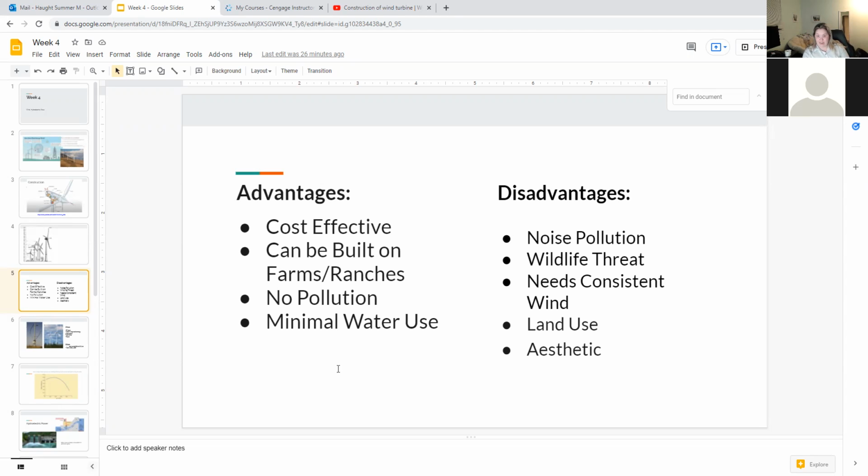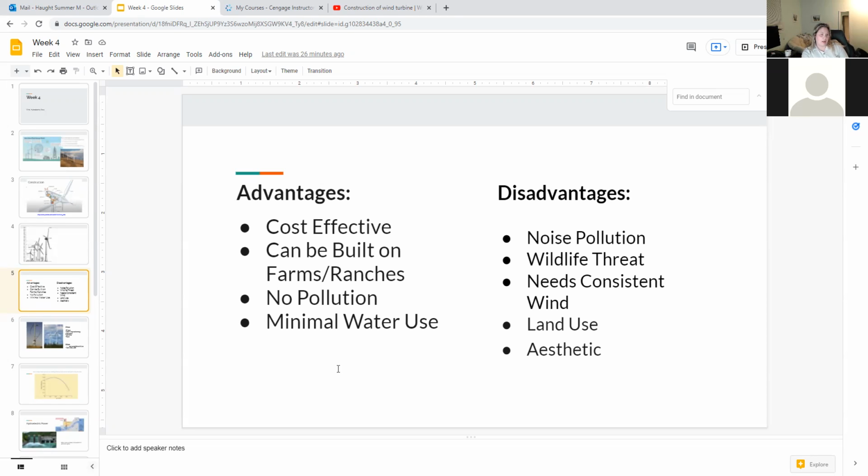It takes up a lot of land, which, I guess you could argue, since it's so tall and so high up in the air, doesn't really use a lot of land. But that one's kind of up to your decision: if you think that's a disadvantage, or if you think it doesn't use a lot of land, you could say it is an advantage. Also, some people say the aesthetic is a disadvantage, in the sense of having these giant turbines in my backyard isn't something I want.